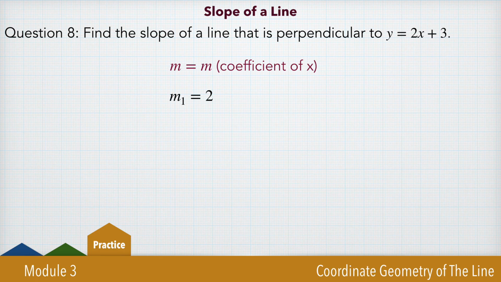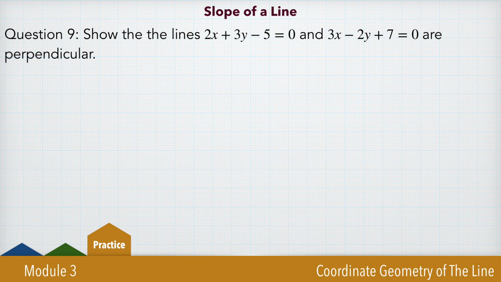We know that the slopes of perpendicular lines are negative reciprocals of each other. So to find the perpendicular slope, we invert our slope and change its sign. So the slope of our line is minus 1 over 2.